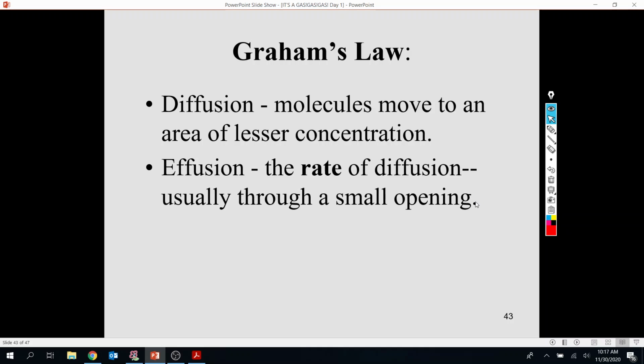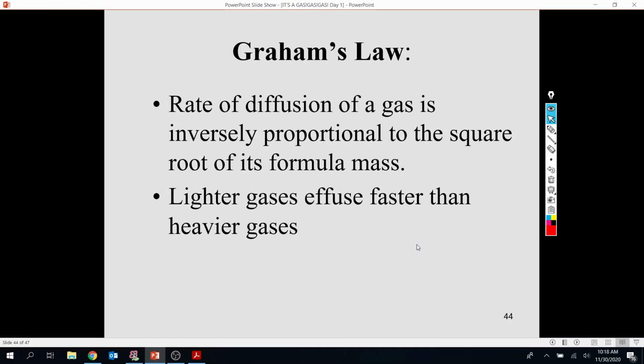Diffusion is when molecules move from an area of high concentration to lower concentration. And this happens all the time. If you light a candle, if you spray some perfume on something, and then it gradually diffuses out and you can smell it across the room, that is diffusion. Effusion is the rate of diffusion through a small opening. So diffusion is just open movement of those gases and molecules, and effusion is specifically the movement through a small opening.